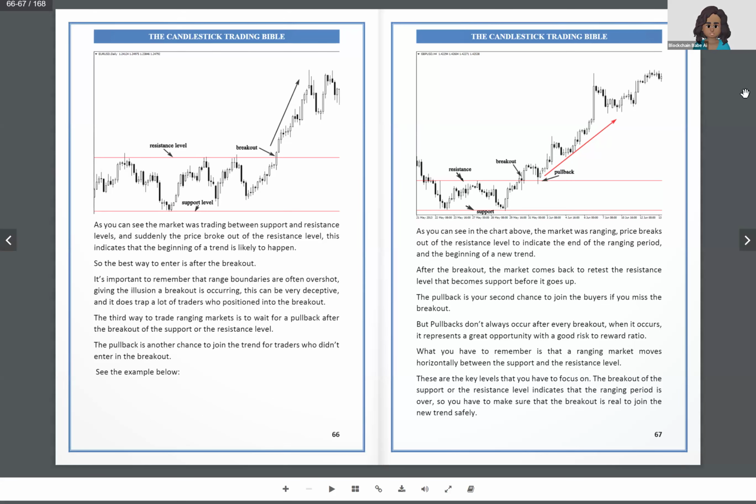The third way to trade ranging markets is to wait for a pullback after the breakout of the support or resistance level. The pullback is another chance to join the trend for traders who didn't enter in the breakout. All right. So take a look at this chart. We got the resistance level, we got the support level, and then we have the breakout. All right.